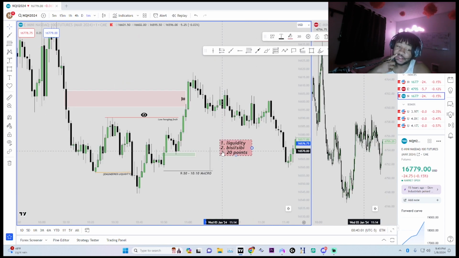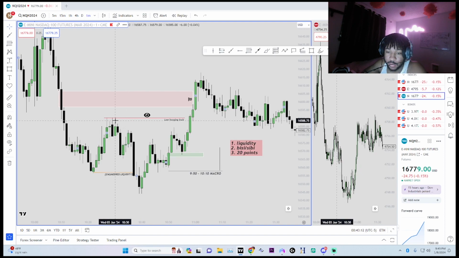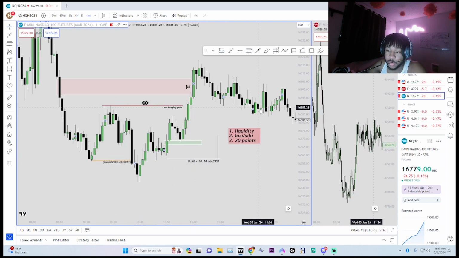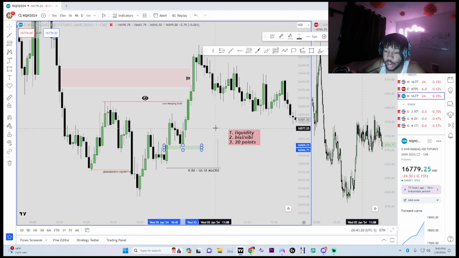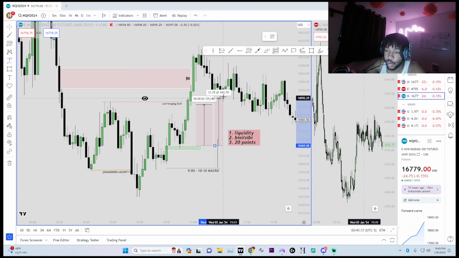Now we have the 950 to 1010 macro, and let's go through our criteria and see if it fits everything that we need to possibly get into this trade. One, do we have liquidity? Yes, we do. We have the low-hanging fruit. Number two, do we have a BISI or a SIBI or a fair value gap? Yes, we do, right here, classified as a BISI. Does it offer 20 points? Let's see. Yes, it does. It offers us 20 points all the way to the low-hanging fruit at the equal highs. If we take it to full terminus, we can see it tags it all the way for 28 points.